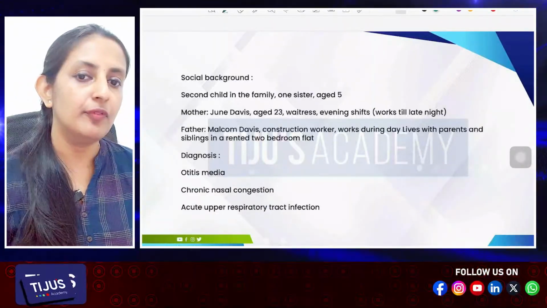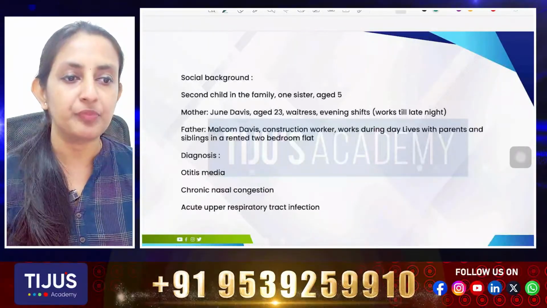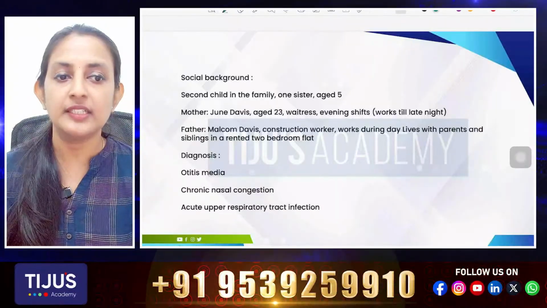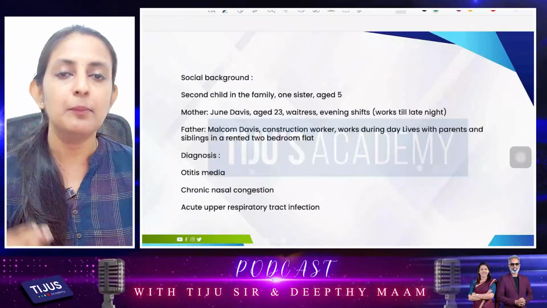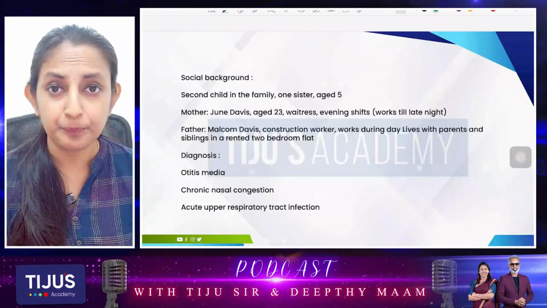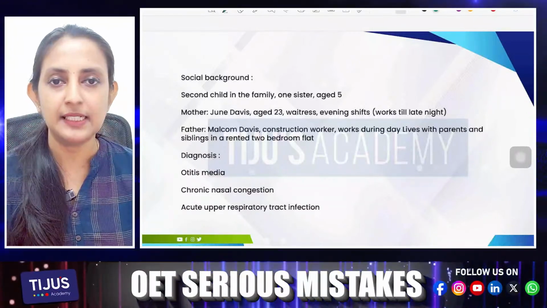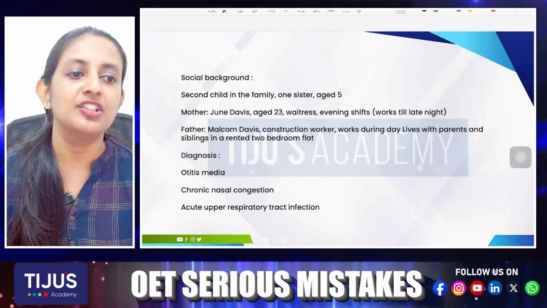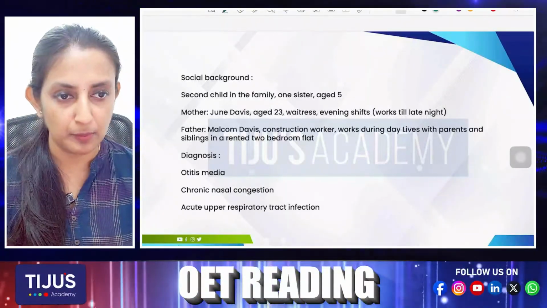And the father, Malcolm Davis, construction worker, works during the day, lives with parents and siblings in a rented 2-bedroom flat. So his father is a construction worker who is working throughout the day. Basically, both his mother and his father are working throughout the day. They are basically very busy with the work schedule എന്ന് നമുക്ക് മനസ്സിലാക്കാം. And the child lives with parents and sibling in a rented 2-bedroom flat എന്ന് നമുക്ക് മനസ്സിലായി.